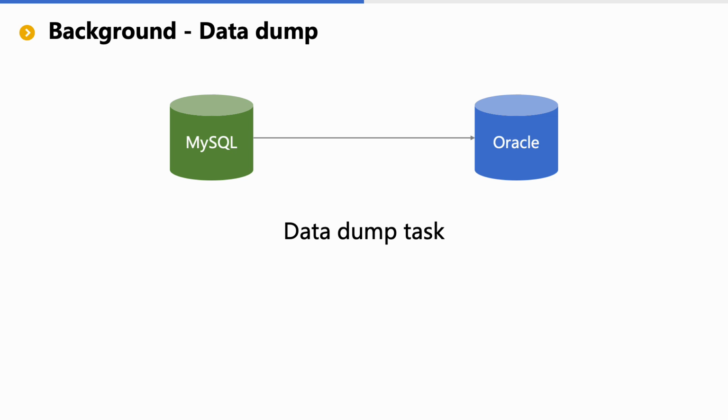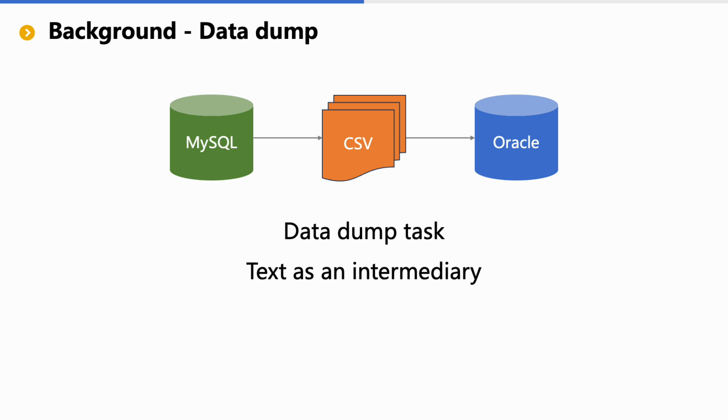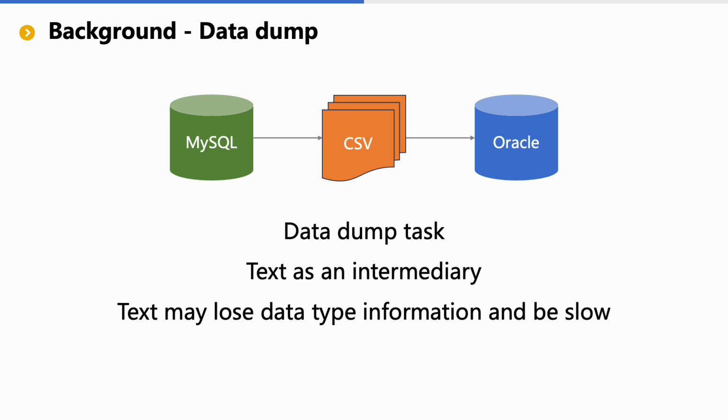Data may be moved between different databases, which is known as data dump tasks. Transfer data between heterogeneous databases, often using text files as intermediaries. However, text files may lose data type information and are slow in speed.